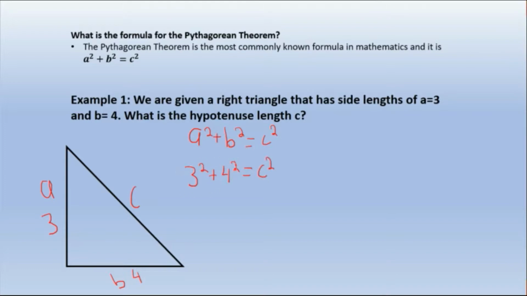Alright, so now we just have to simplify this left side here and solve for c. So 3 squared is 9. 4 squared is 16. So 9 plus 16 equals c squared. Alright, 9 plus 16 is 25 equals c squared. And lastly, we're just going to take the square root of both sides. That's going to give us c equals 5. So our length here is 5. Okay.